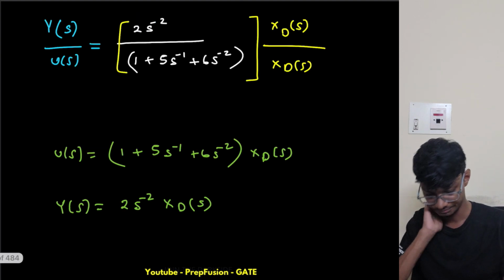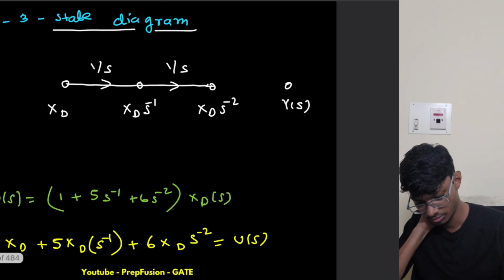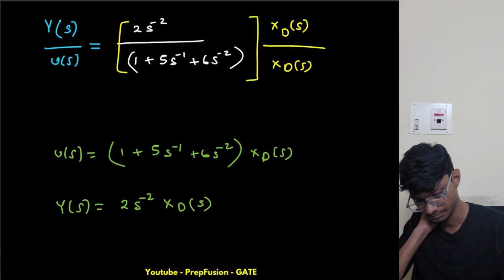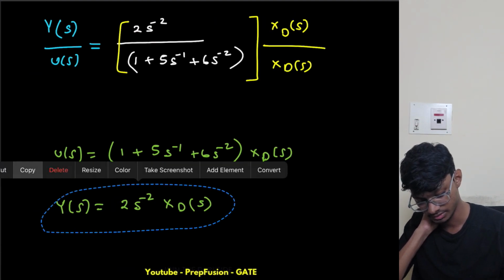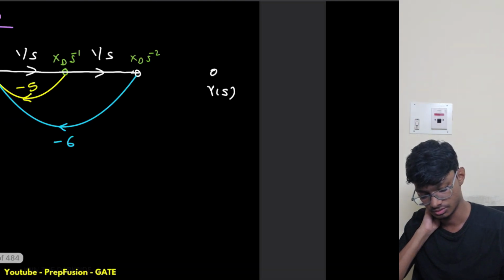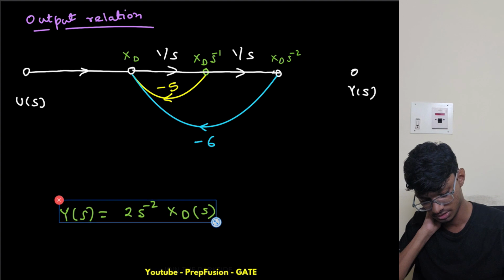So my output relation, where did it go? I wrote it here. Yeah, I have to copy this one. Output relation is like this: it is 2 times s in s to the power minus 2 xd of s. So this is my output relation.